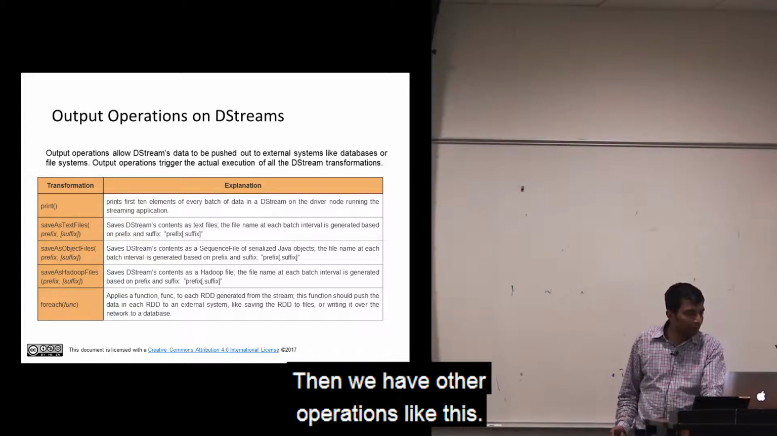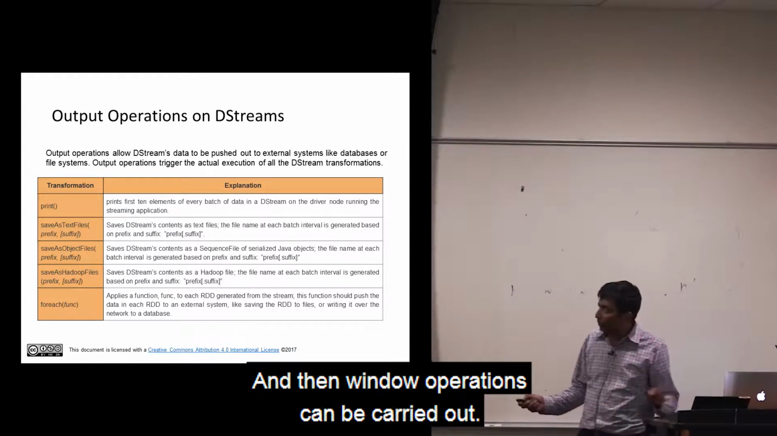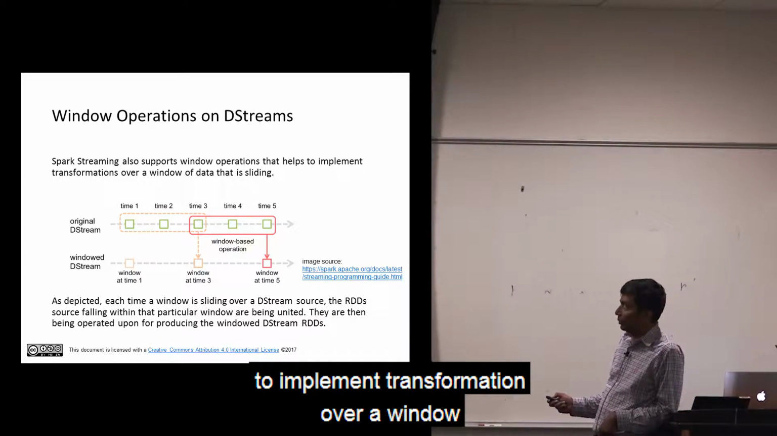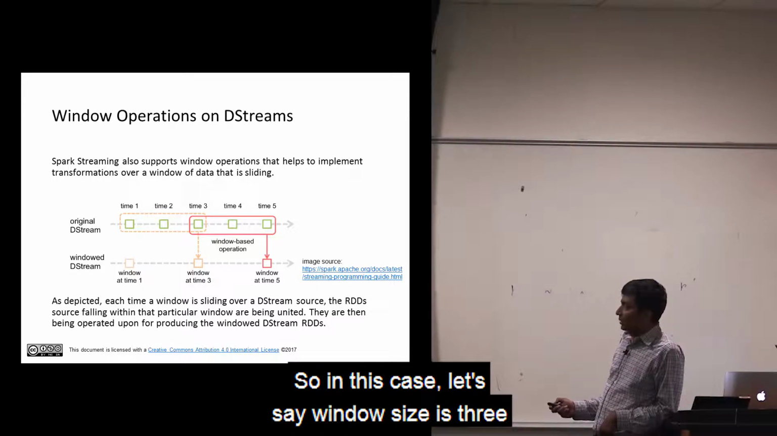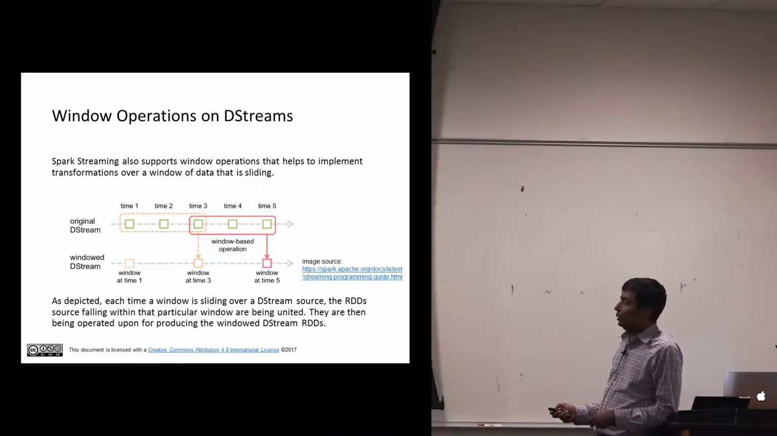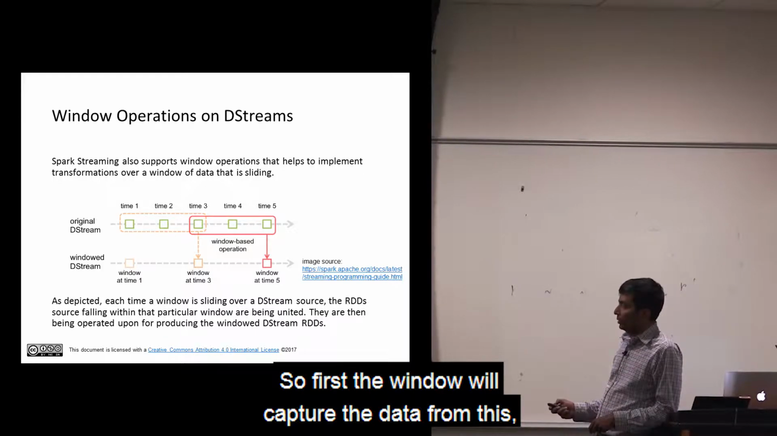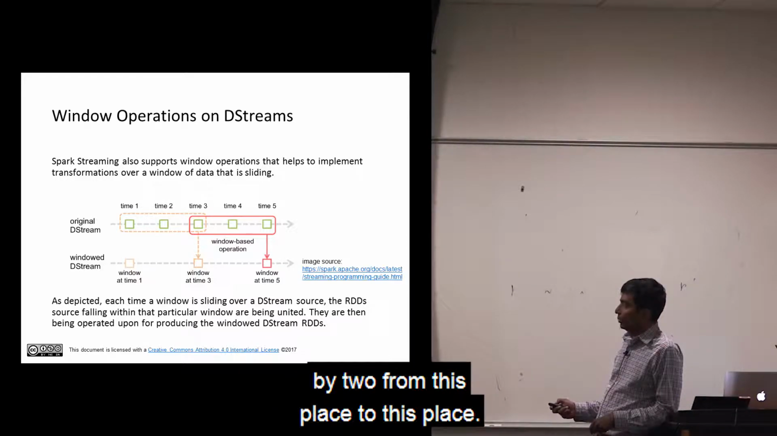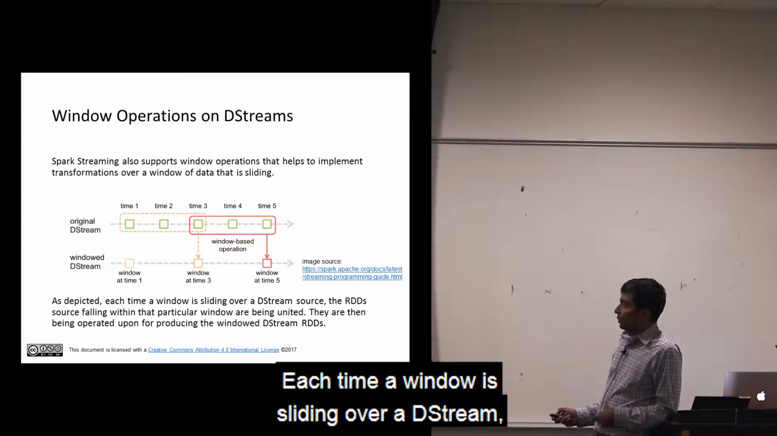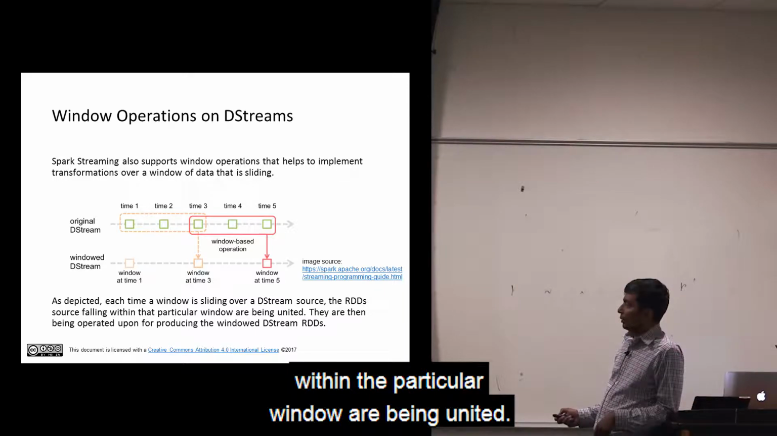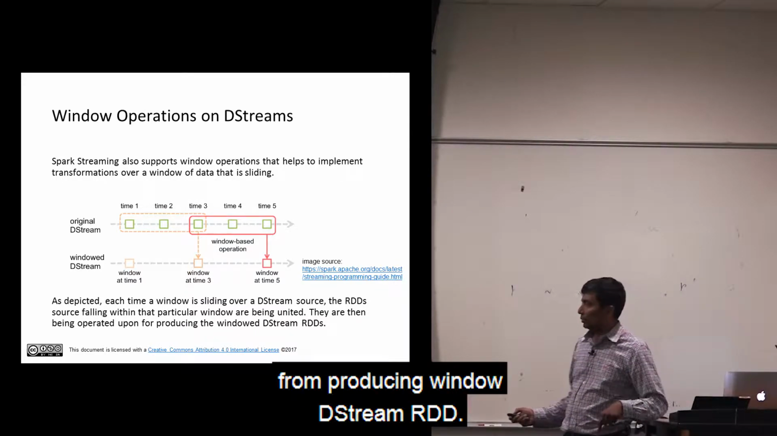Then we have other operations like this. And then window operations can be carried out. Spark Streaming also supports window operations that help to implement transformations over a window of data that is sliding. So in this case, let's say the window size is 3, and the sliding will be shifted by 2. So first the window will capture the data from this place to this place, and then it will be shifted by 2, from this place to this place. Each time a window slides over a DStream source, the RDDs falling within the particular window are united and then operated on, producing the windowed DStream RDD.